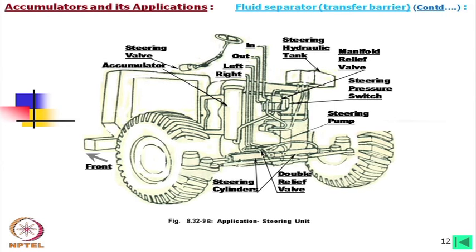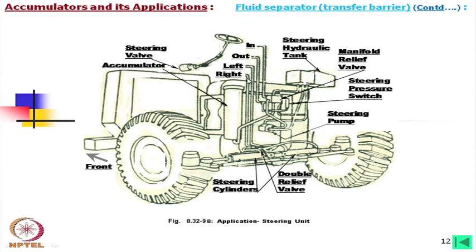Now, this is another application where we can use the accumulator. This is a fluid separator, the same transfer barrier, but this application is a steering unit. What we find is that this is the steering and this is a steering valve, and this is the accumulator. Okay. And we find that the steering pump is here and the steering pressure switch is here, the manifold relief valve is here, the steering hydraulic tank is there. Now, this is a circuit, it is not very clear, but in, out, left and right.